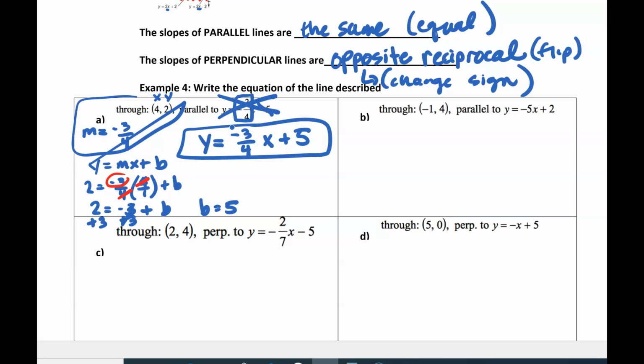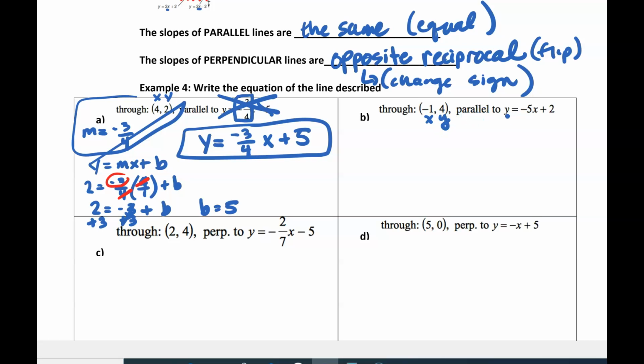Okay, so let's try the next one. So the next one is very similar. So this would be a good place to pause the video and try it on your own. So the next one, we've got a line going through -1, 4. So we've got an x value and a y value.